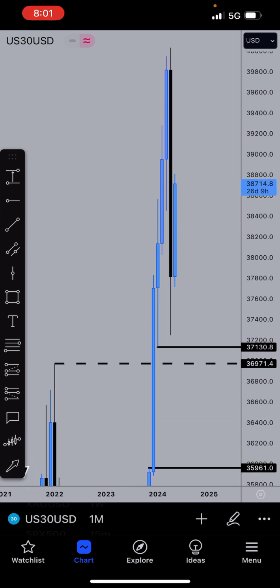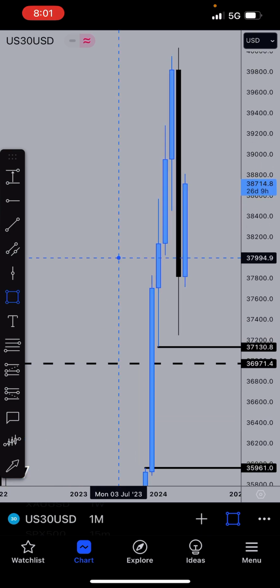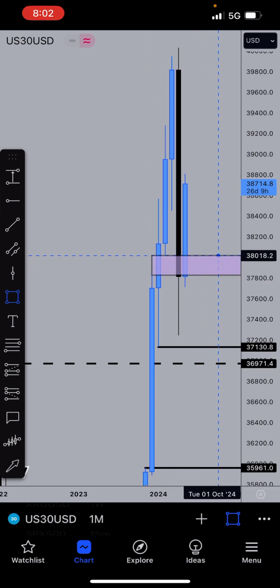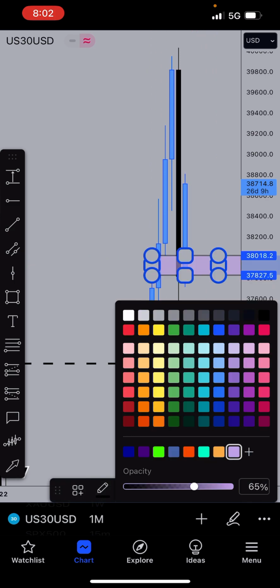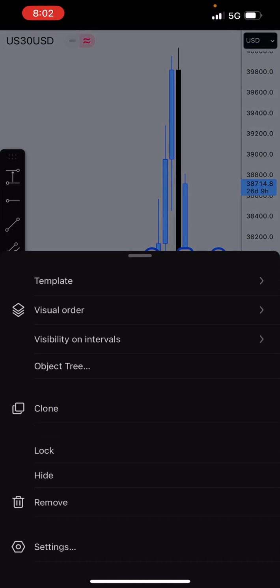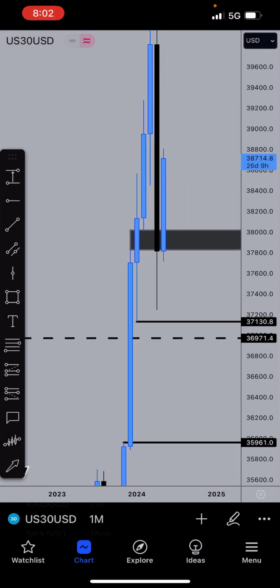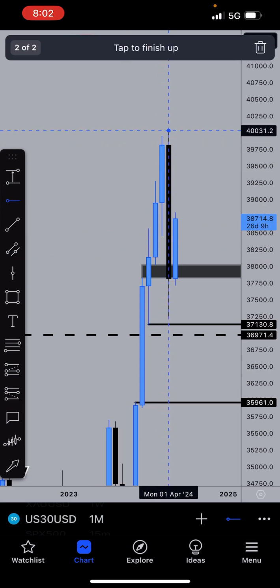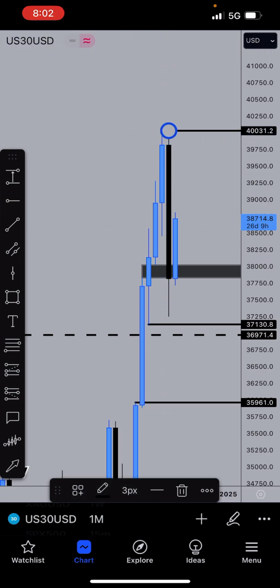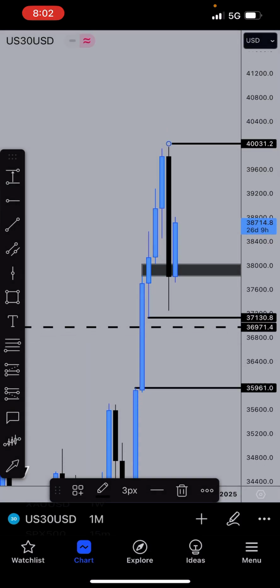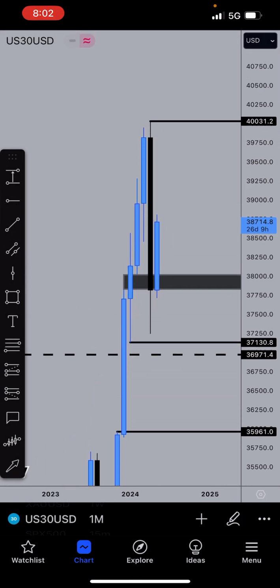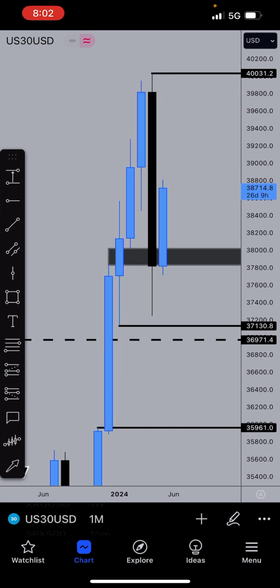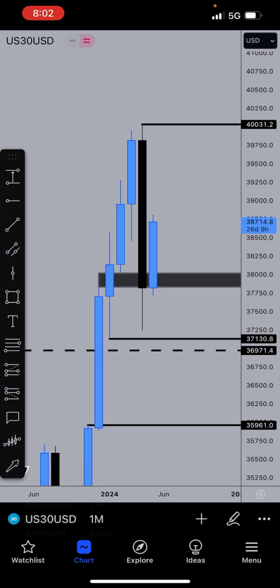As far as any other fair value gaps that I see that can create support on the lower time frames, I see this one here. And I'm going to make this black so I know this is coming from the monthly. Now, the next thing I'm going to note is that new high that's created. I'm going to note that black. So this is what I see on the monthly time frame in terms of fair value gaps, recent highs that have been broken, and recent highs that have been created.